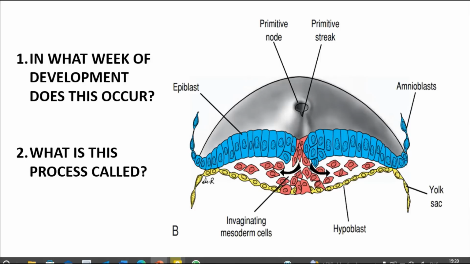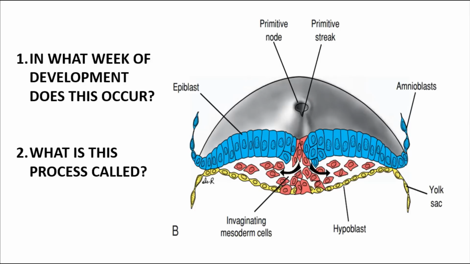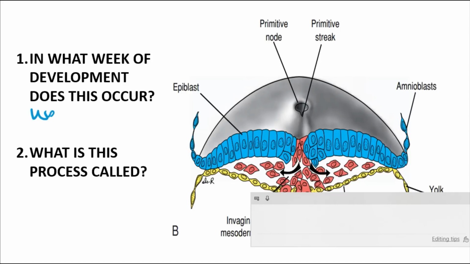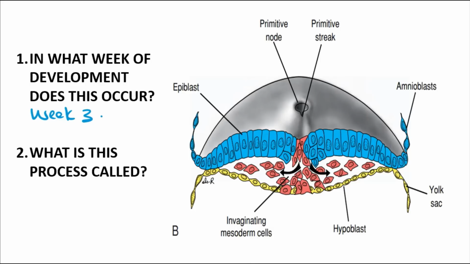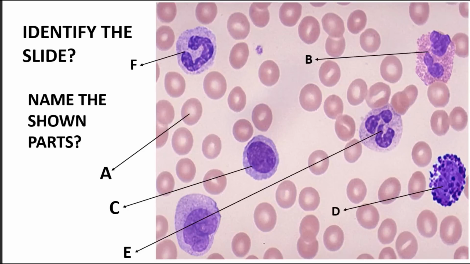In what week of development does this occur? This occurs in week 3. Why? Because you can see the movement of cells from the epiblast, and they are forming the trilaminar layer. This process is called gastrulation, which happens in week 3.